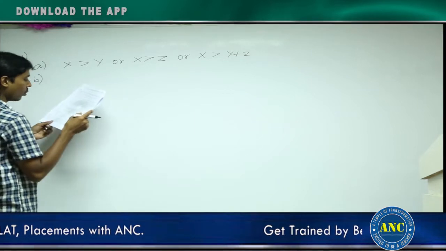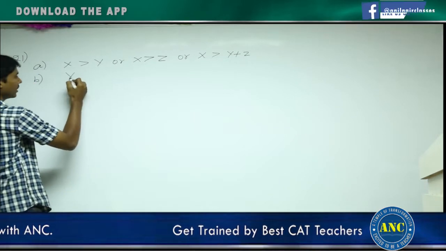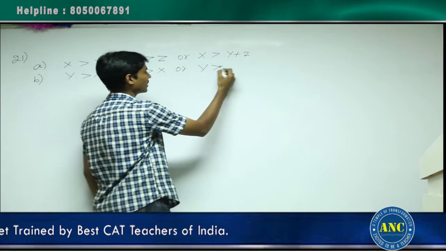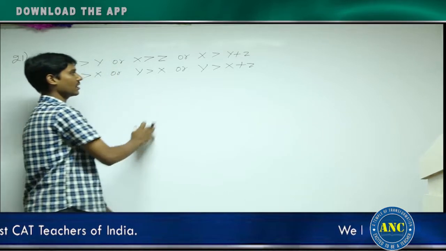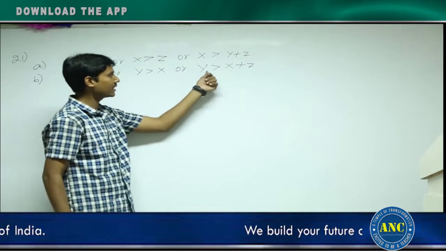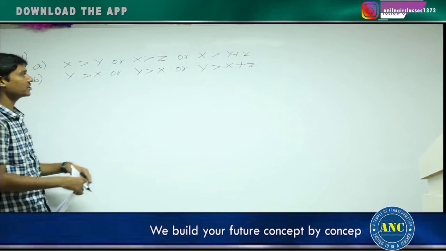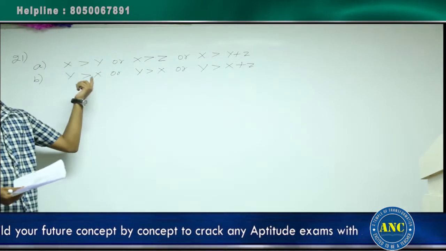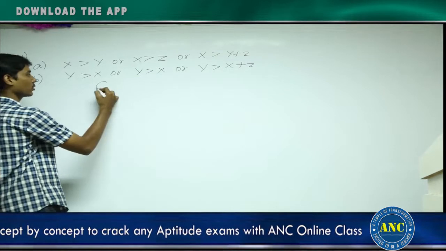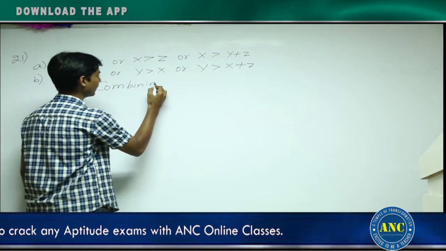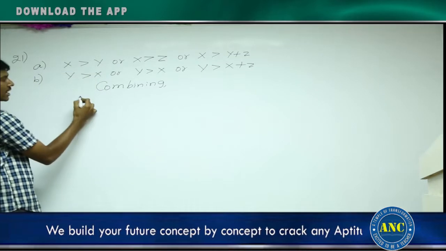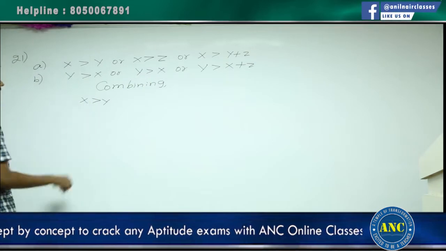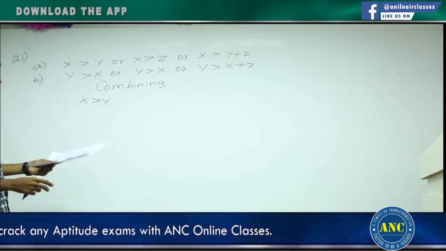Second statement alone. y is greater than at least one of x and z. Or it can be y greater than both x and z. Same here also. y is greater than x or z, but there is no relationship between z and x, or z and y, whatever it is. So it is not possible. If I combine both of them, x is greater than y in the first condition, and y is greater than x, or, here, somewhere did I make a mistake? y is greater than z. Here, right?